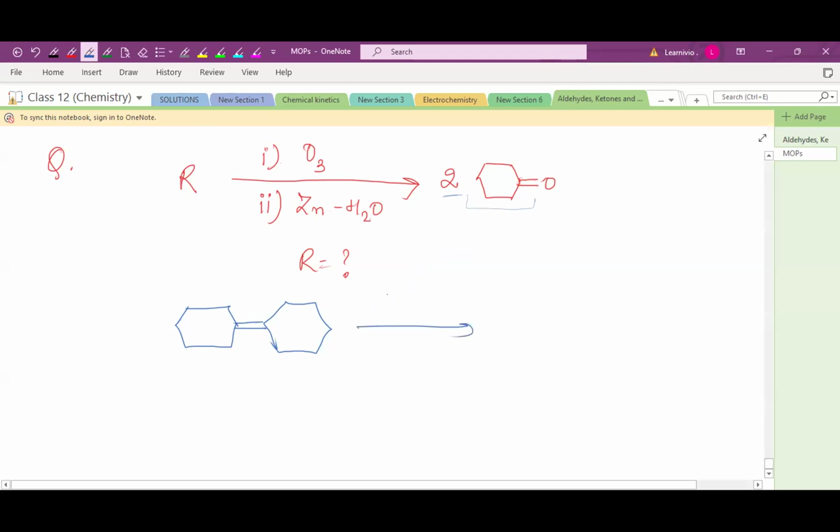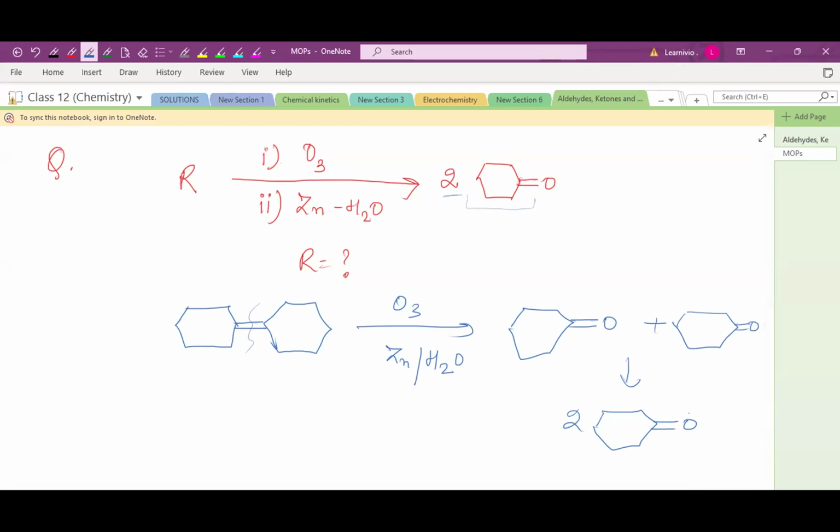So see, when you write the full reaction, suppose this is your reactant, and you are using O3 in the first step, and the second step, I'm not writing the whole mechanism, right? So when you cleave this bond, what happens? You will get oxygen plus this one. It means you can write down 2 moles of hexanone. Clear? Yes, ma'am.